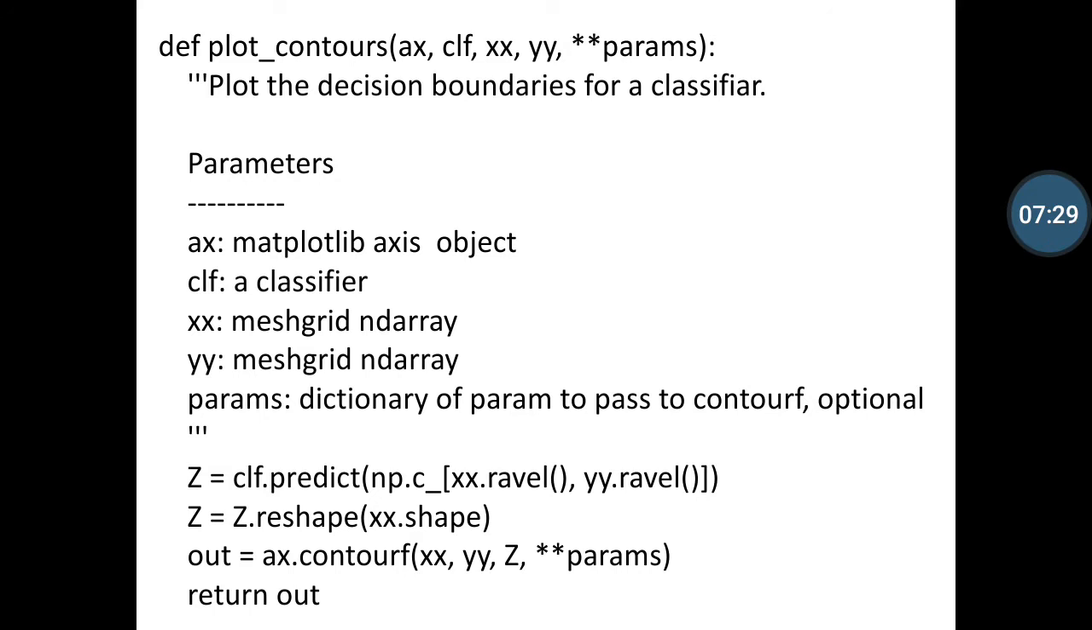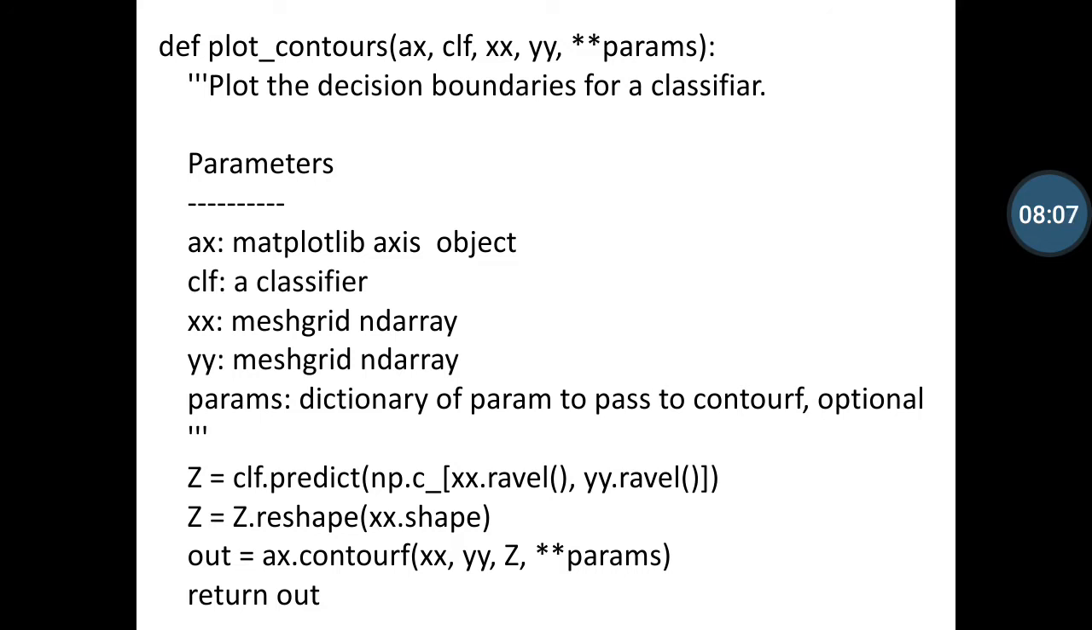Then I define the variable Z equal to clf, the classifier, and then put a dot, then the predict function is called, and put the values and call np.c_, and then put the values in a list, as the functions defined in numpy arrays, xx.ravel and yy.ravel.